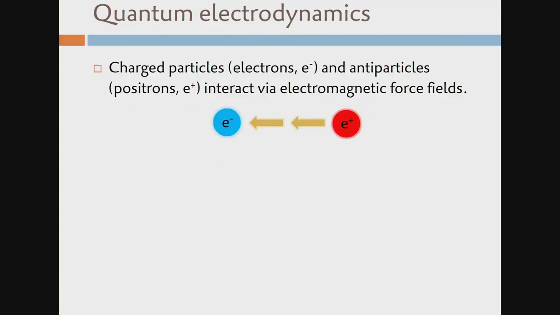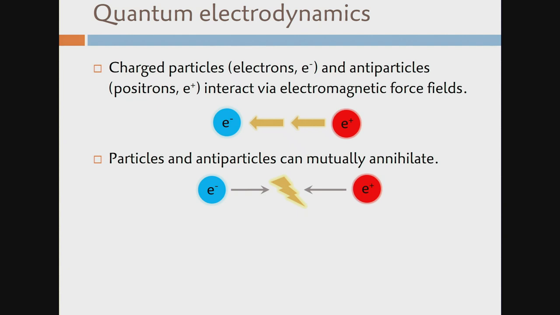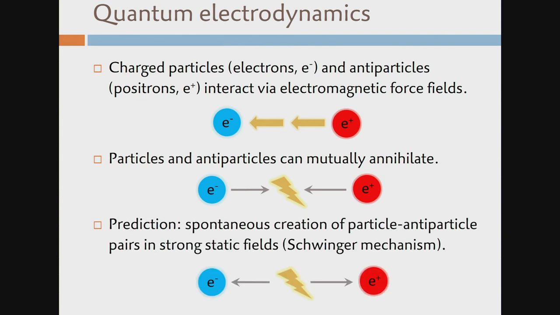Okay, so this is an experimentalist view of quantum electrodynamics. I have charged particles, electrons, and antiparticles that interact via electromagnetic force fields. Particles and antiparticles can mutually annihilate. One prediction of this theory is that if I create a strong enough field, then a non-perturbative effect that happens is that pairs of particles and antiparticles can get created out of vacuum fluctuations. This is the so-called Schwinger mechanism, and as far as I am aware, it has not been experimentally observed yet. But this is a very strong theoretical prediction of the theory.